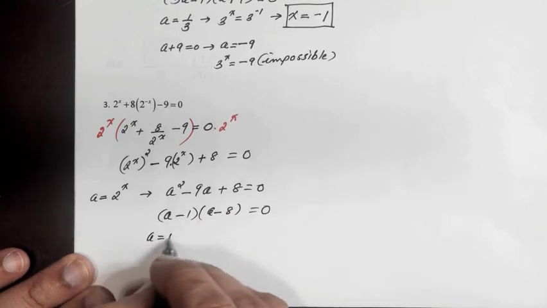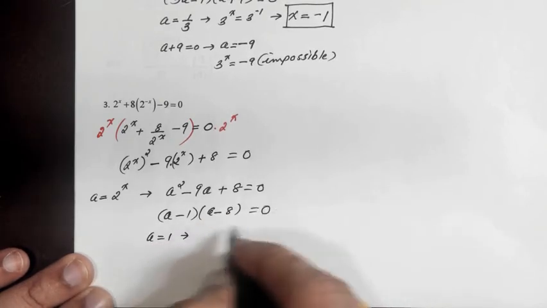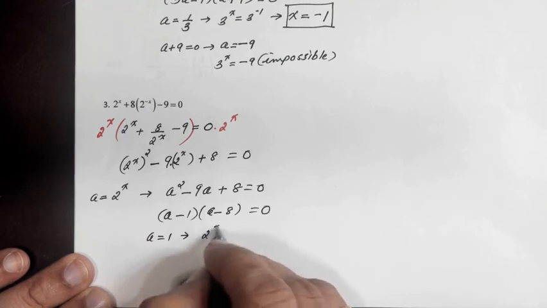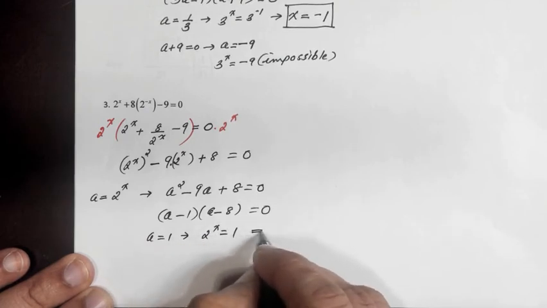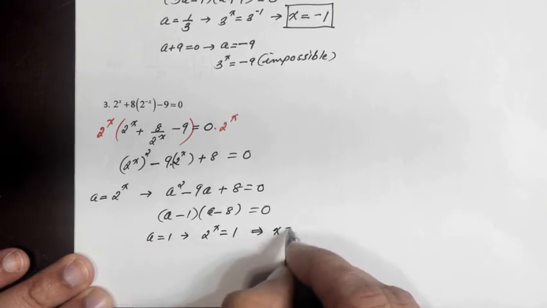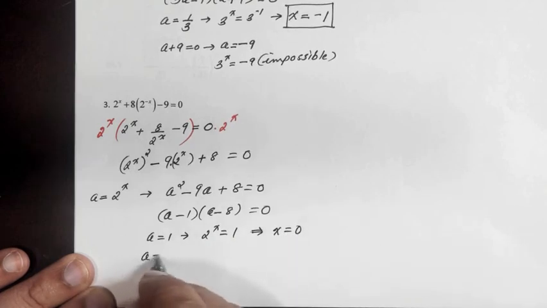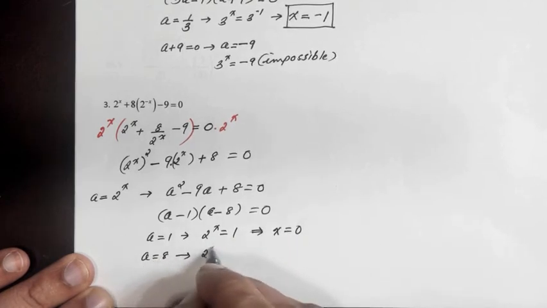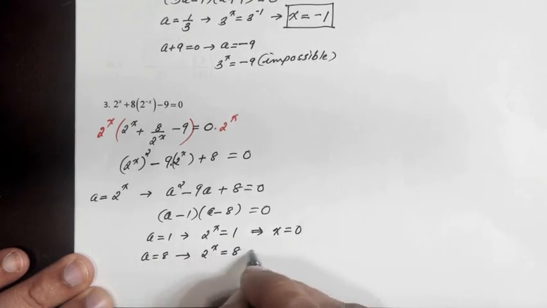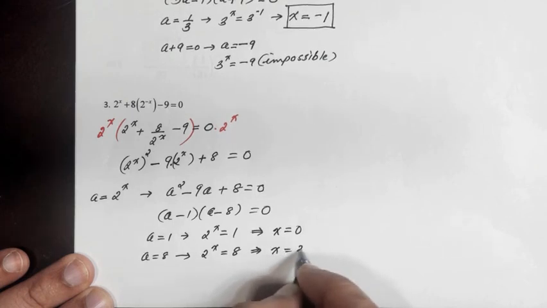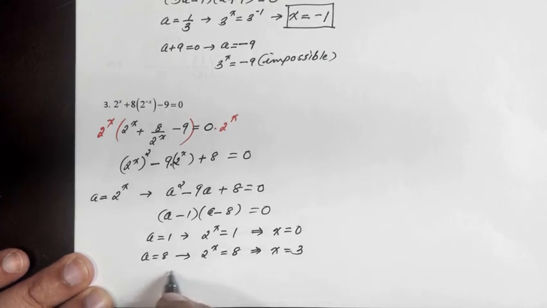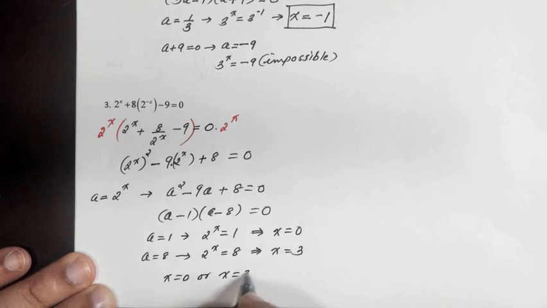So a is equal to 1, that means 2 to the power of x is equal to 1, so x is equal to 0. A is equal to 8 means 2 to the power of x is equal to 8, or x is equal to 3. So the solution is x is equal to 0 or x is equal to 3.